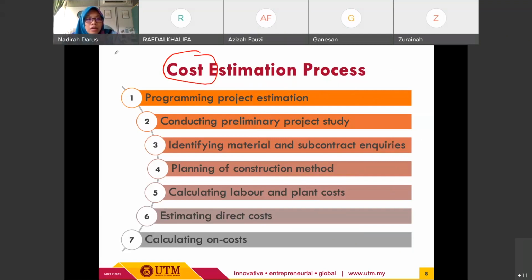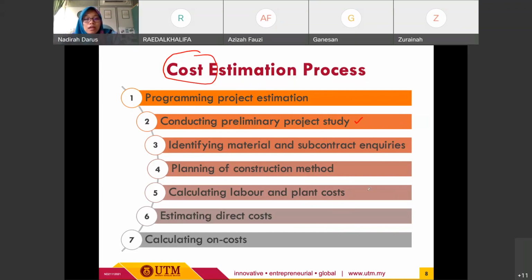Now we will cover each of these processes, starting from the programming of project estimation, and then we need to conduct a preliminary project study in order to gather all the necessary information. And then we need to identify the material and subcontract inquiries, especially the quotations, since based on the quotations, the estimator will come out with the correct amount for the estimation.